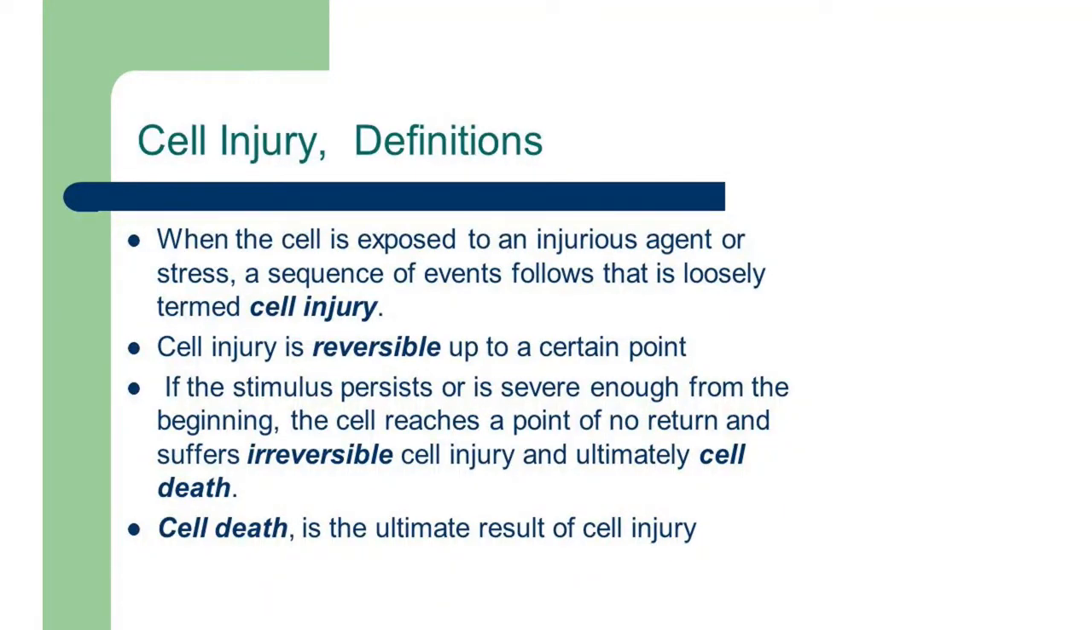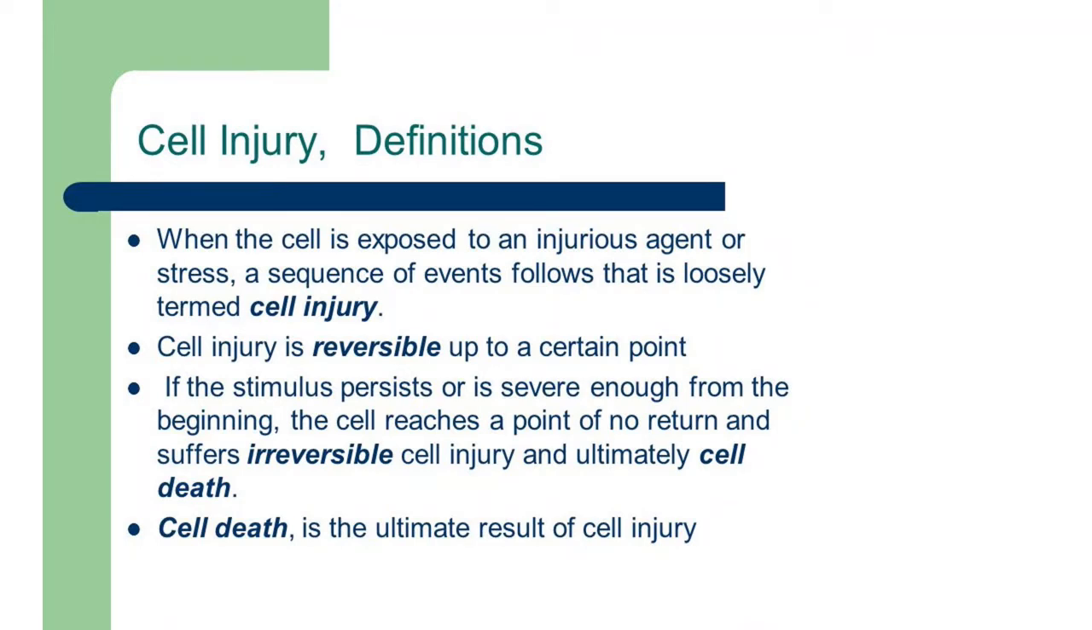Cell injury is reversible up to a certain point. So when a cell gets injured, like when skin gets broken, it can heal back, meaning that the cells have been able to regenerate. So cell injury is reversible up to a certain point. But beyond a certain point, it becomes irreversible. And when it becomes irreversible, the cell will die. And we'll look at some types of cell death and what effect cell death has on the individual.